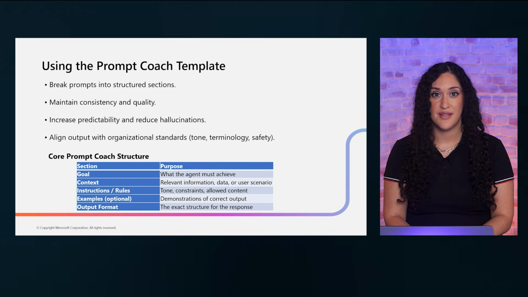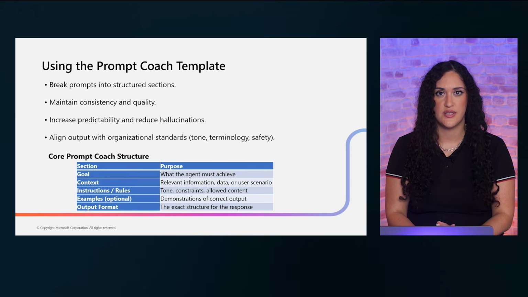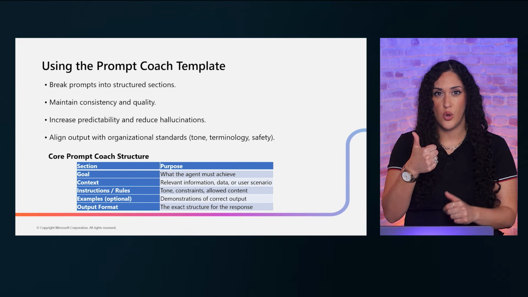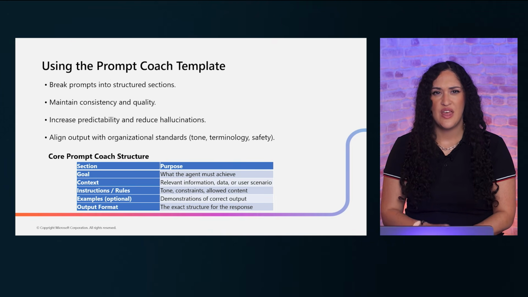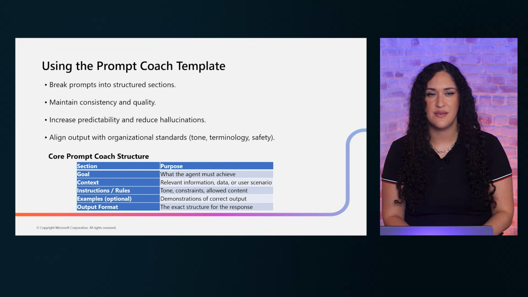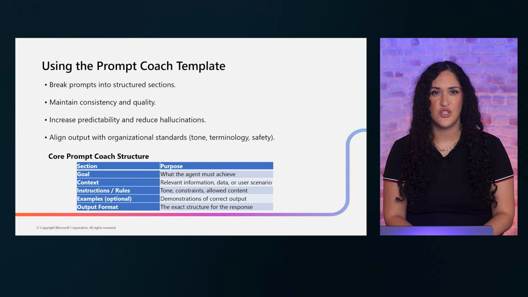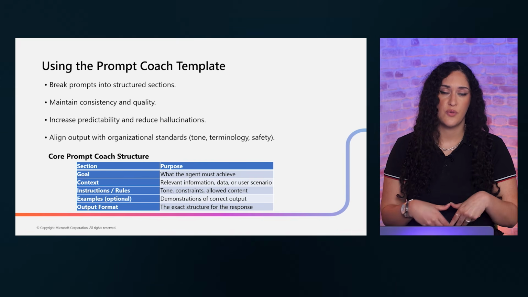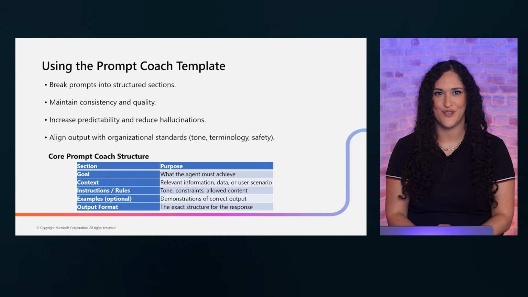The prompt codes template provides a structured framework aligned with quality and governance. Break prompts into goal, context, instructions, examples, and output format sections. This structure reduces hallucinations, maintains consistency across your team, and aligns output with organizational standards. The best practice here is to adopt the prompt codes template as your standard for all prompt actions. It transforms prompt writing from an art into an engineering discipline that produces reliably excellent results.